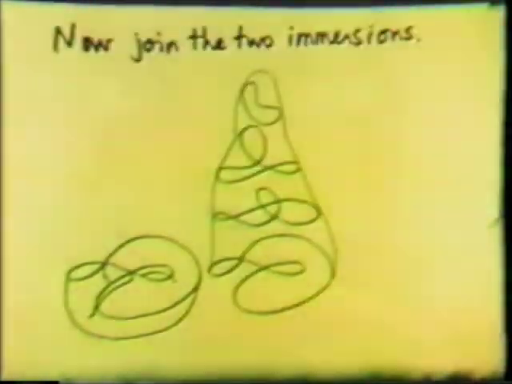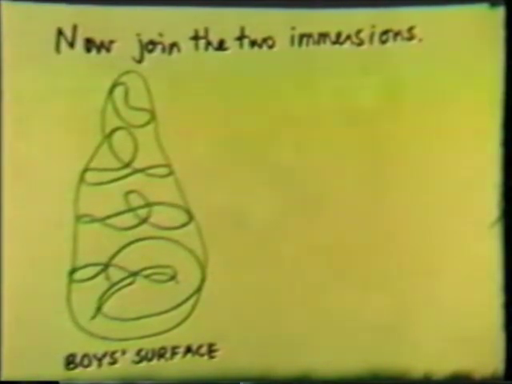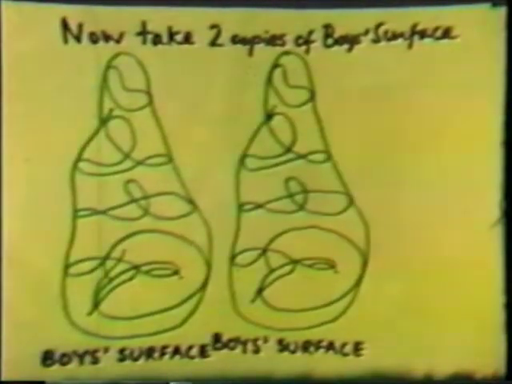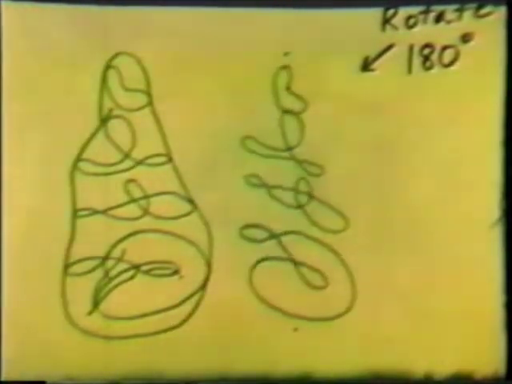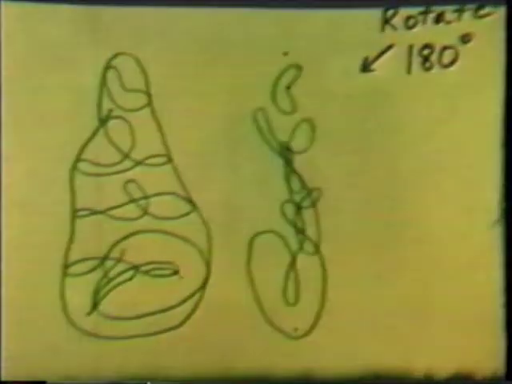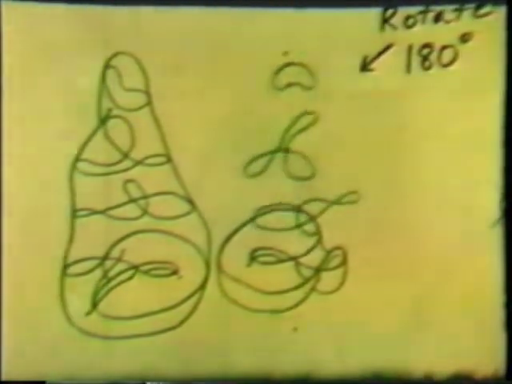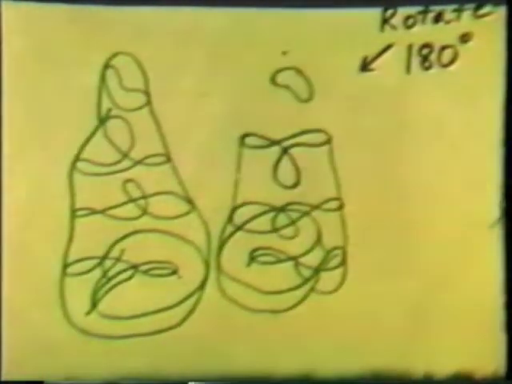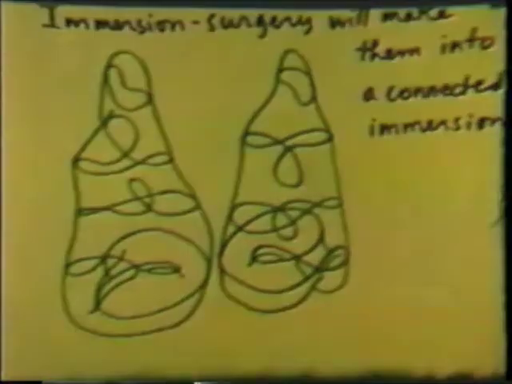Now join the two immersions. The result is Boy's surface, an immersion of the projective plane in R3. Now take 2 copies of Boy's surface. Rotate the right-hand one 180 degrees. And join them by an immersion cobordism.